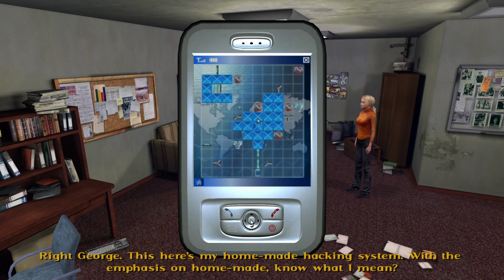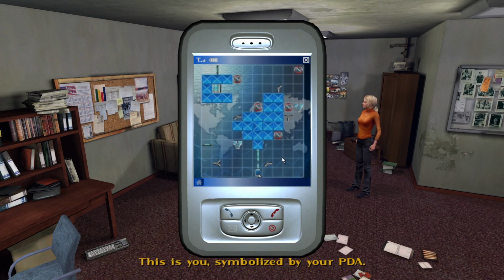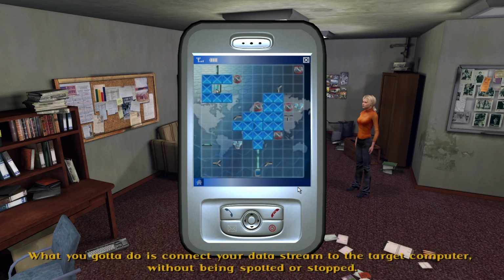Right, George. This is my homemade hacking system, with the emphasis on homemade, know what I mean? No. I'll show you how to use it by hacking into a computer owned by an old friend of mine. Okay. This is you, symbolized by your PDA. This is your destination, the database you're attempting to hack. What you gotta do is connect your data stream to the target computer without being spotted or stopped.